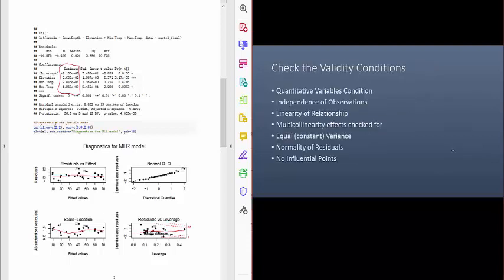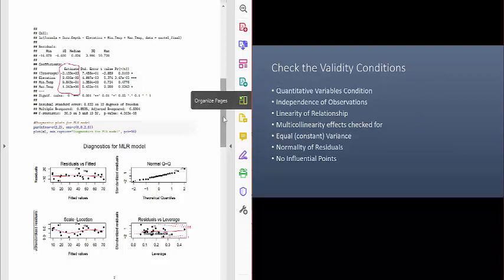Let's check the validity conditions for this model. For the quantitative variable conditions, all three predictor variables, elevation, minimum temp, maximum temp, are all quantitative, as is the response variable, so that validity condition is met. The observations are based on a random sample of sites from the population, and the sites are spread around the mountains in Montana. So it would be reasonable to assume that the sites are independent of one another. You could read in the textbook on page 310 about more information about the independence of these observations.